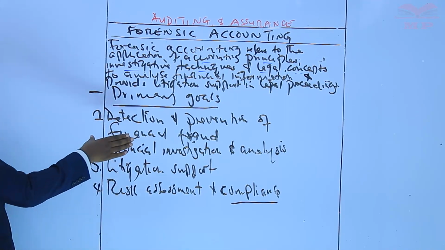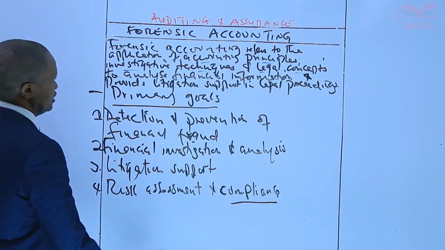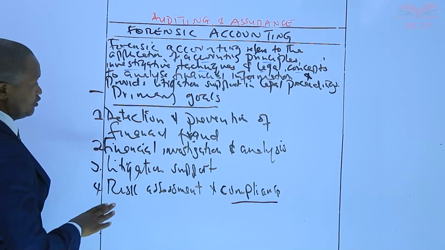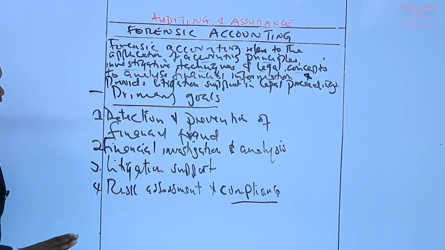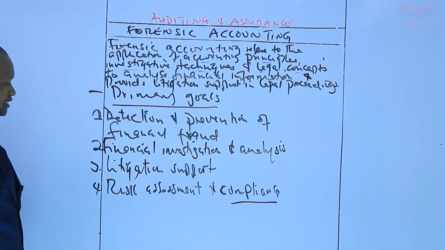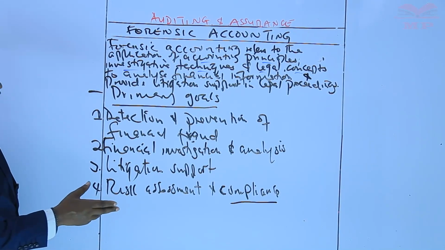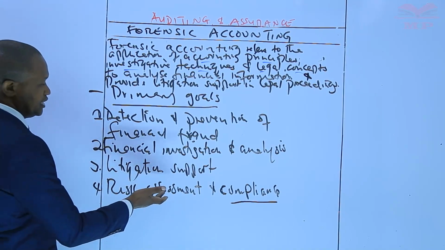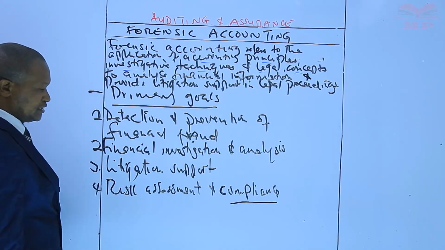We've also highlighted the goals of forensic accounting. Number 1 is detection and prevention of financial fraud. Number 2, financial investigation and analysis. Number 3, providing litigation support in court. Then lastly, risk assessment and compliance.